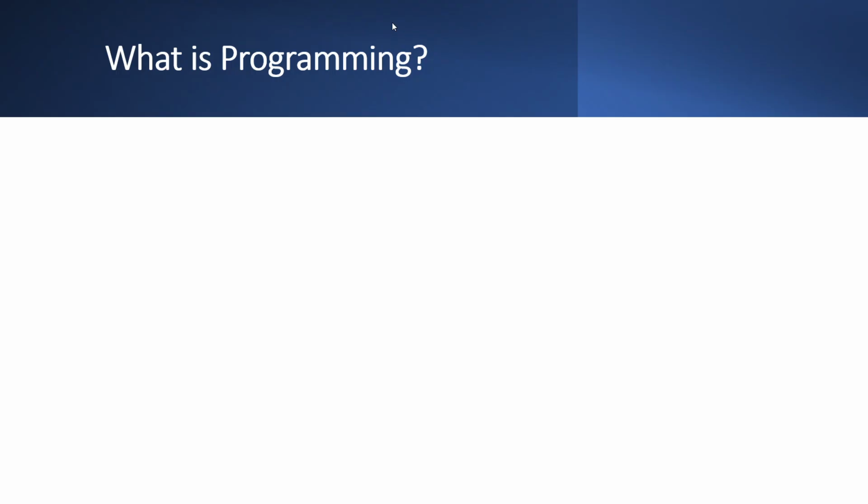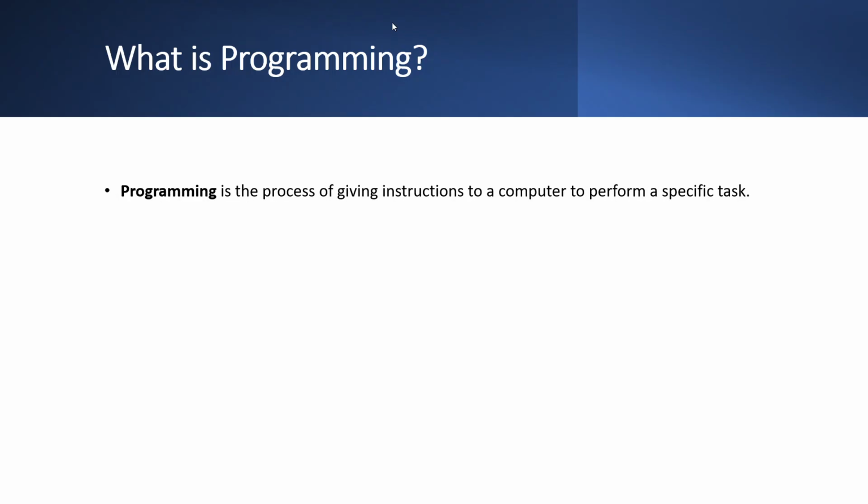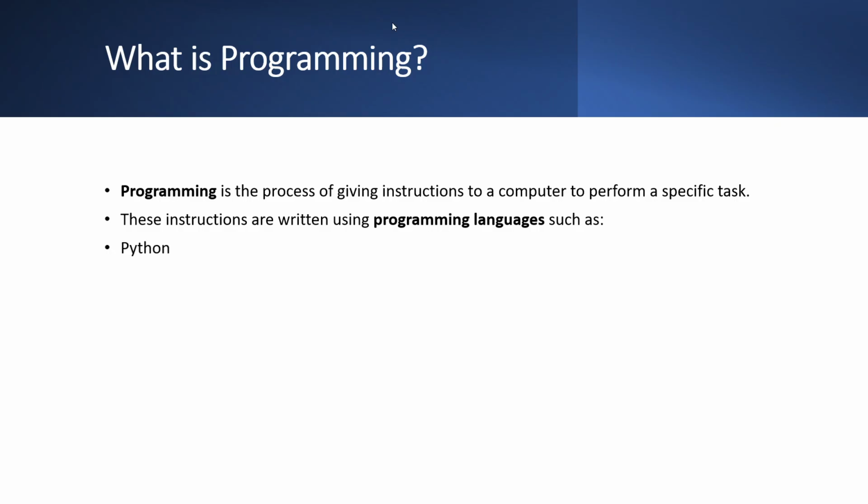So, what exactly is programming? Programming is simply the process of giving instructions to a computer to perform a specific task. These instructions are written using programming languages such as Python, Java, JavaScript, C, and C++.